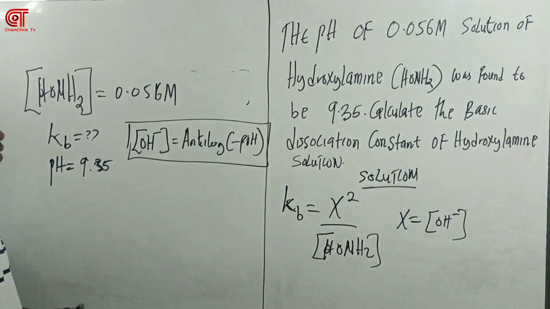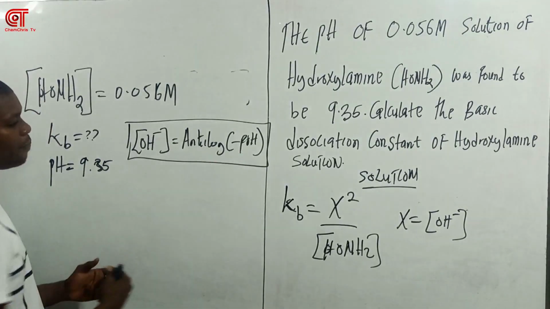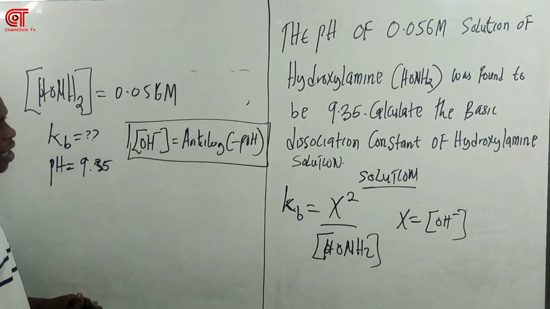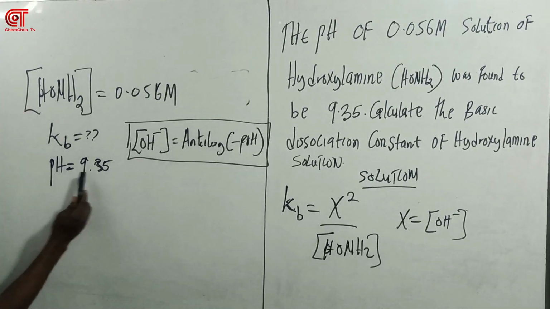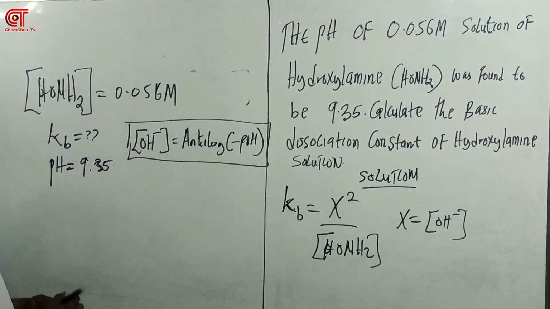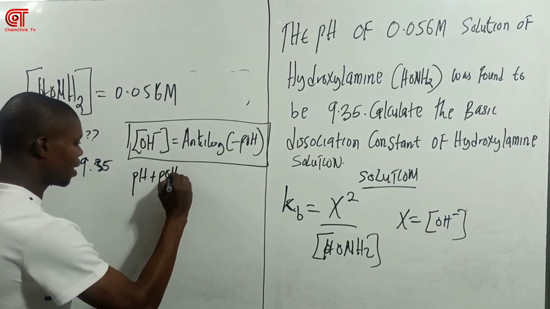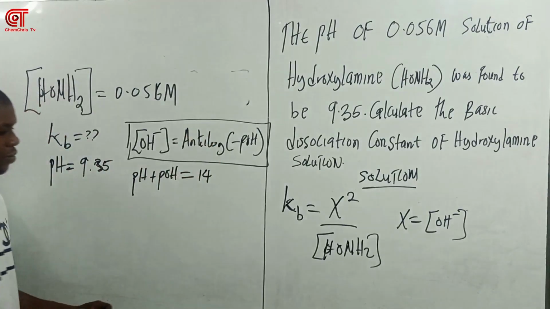But I don't know what my pOH is. So once I get my pOH, I can really solve for this. So how do I solve my pOH? Remember, they only gave me the pH. The pH equals 9.35, and the formula says pH plus pOH equals 14.